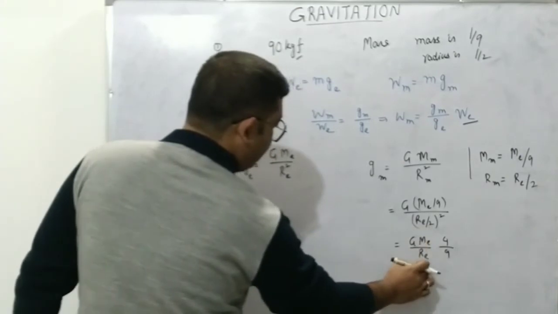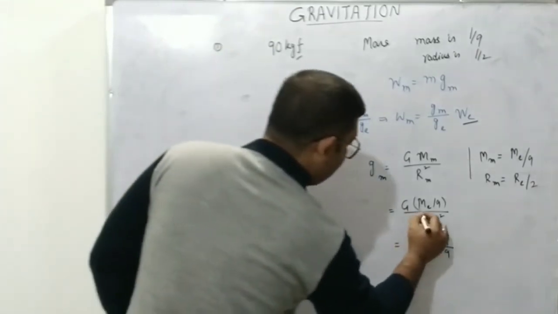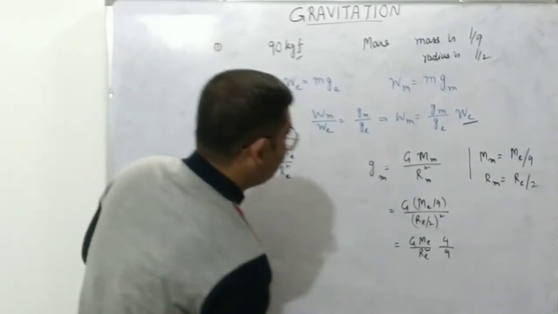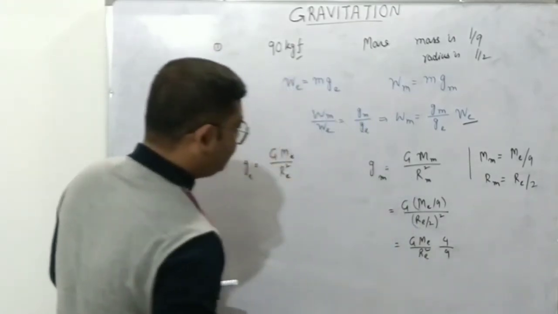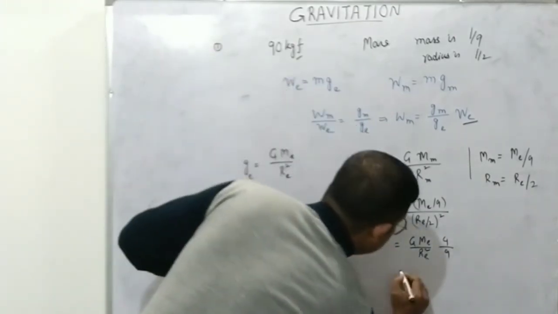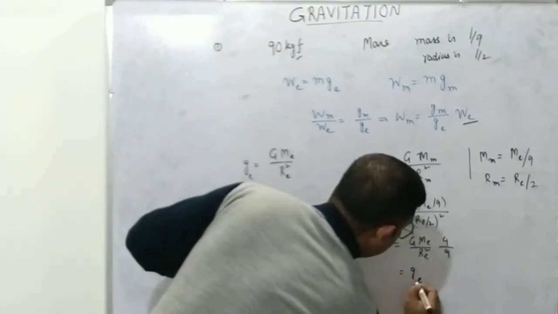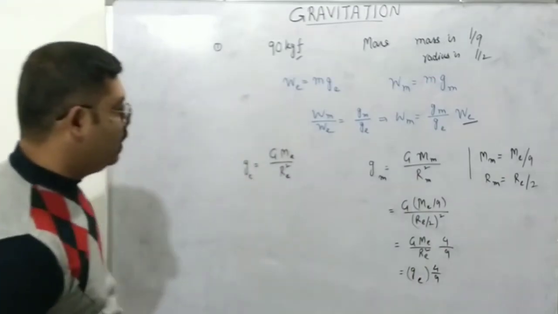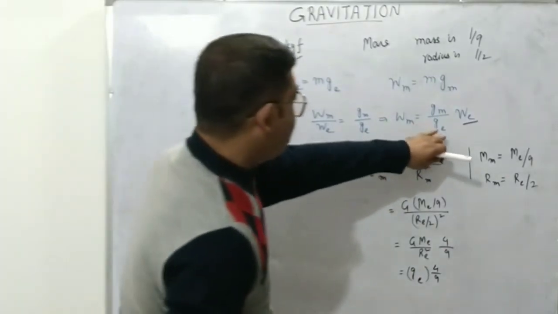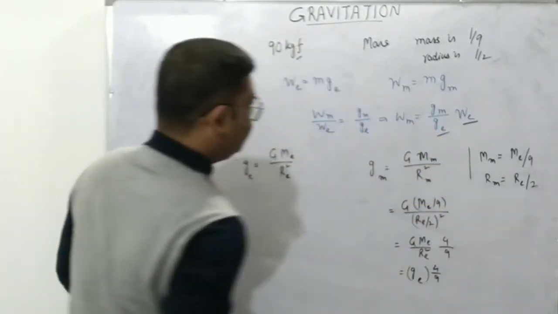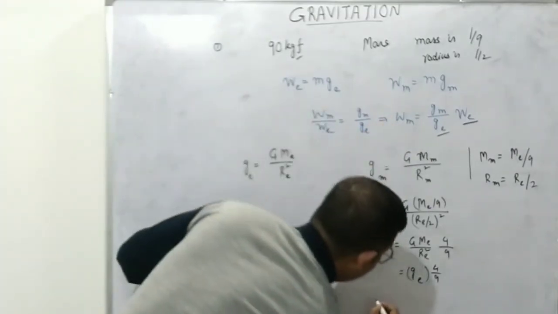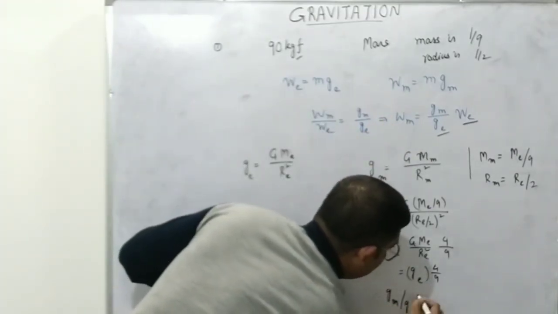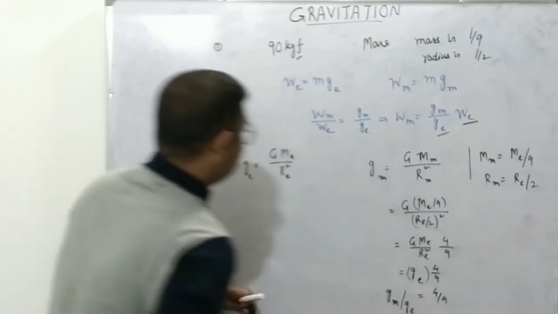But G Me by Re squared is acceleration due to gravity on Earth's surface, which means that this is equal to 4 by 9 times of Ge, right? Therefore, Gm by Ge that we need to solve this problem will be 4 by 9.